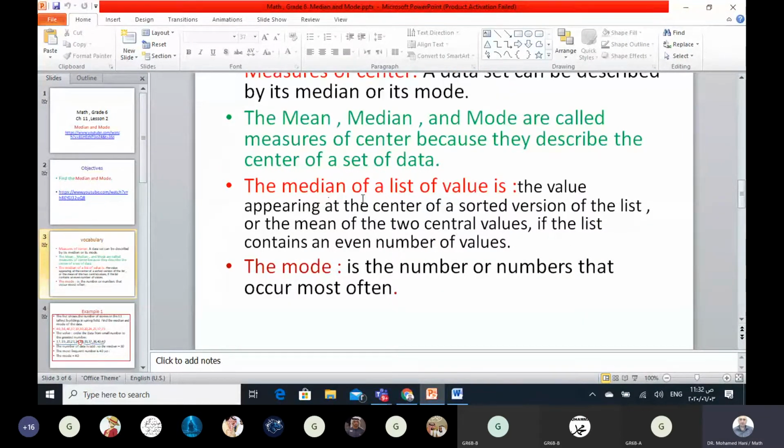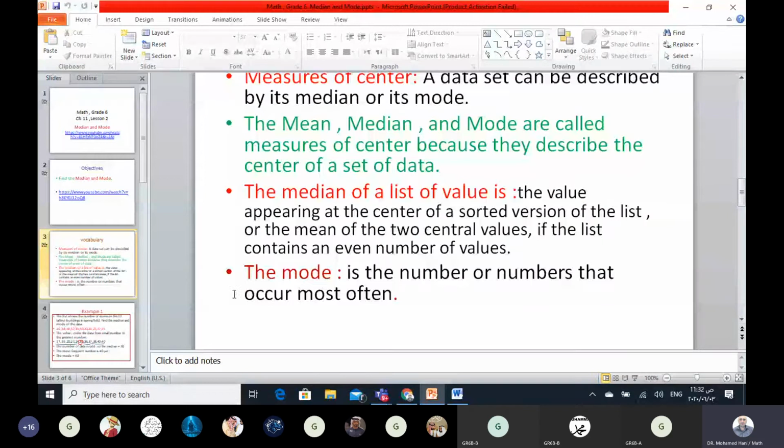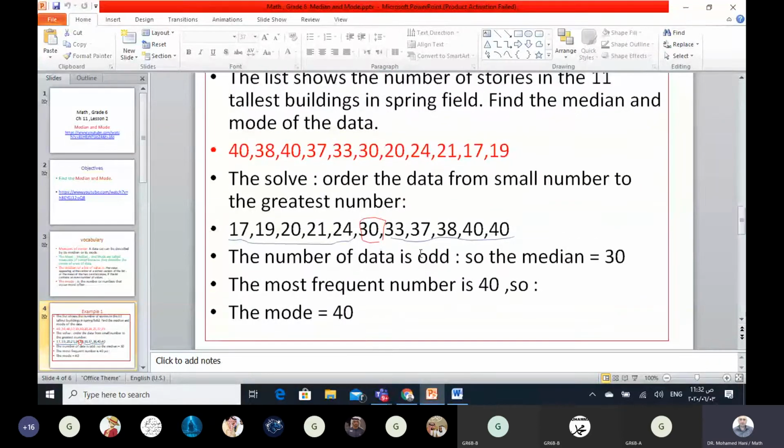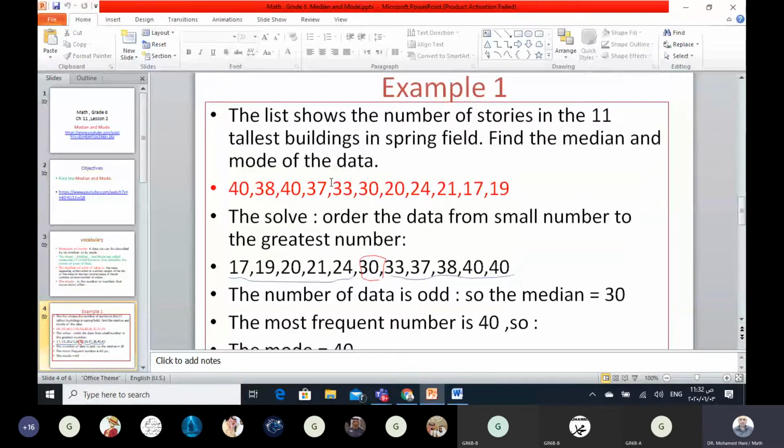What's the meaning of the median? The median of a list of values is the value appearing at the center of the sorted version of the list, or the mean of the 2 central values if the list contains an even number of values. What's the meaning of the mode? It is the number or numbers that occur most often. For example, here we have data. As you see, we have many numbers, and we want to find the median and the mode.